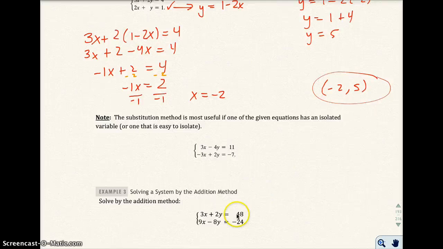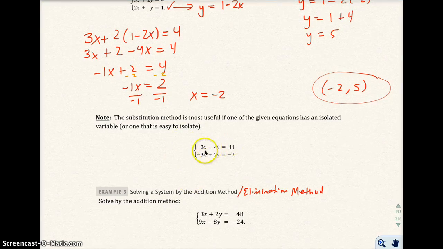So we have something called the addition method, and I call it the addition elimination method. Some books call it the addition method, some books call it the elimination method. I just call it the addition elimination method. I call it both. Okay, let's go back to this equation up here.